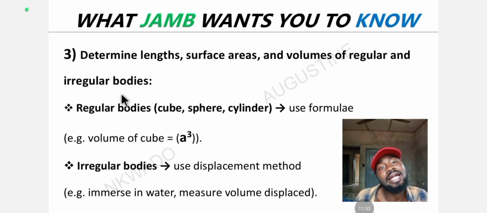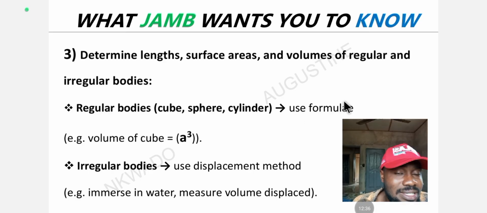Number three, JAMB wants you to be able to determine the length, surface area, and volumes of regular and irregular bodies. Regular bodies are such as cube, sphere, and cylinder. When you say a body is regular, it means the body has a definite shape. It may be square, round, oval, rectangular or trapezoid, but it has a fixed shape. You know the shape, you can see the shape. That's when it's regular. Regular bodies include cube, sphere, and cylinder. All these are shapes.